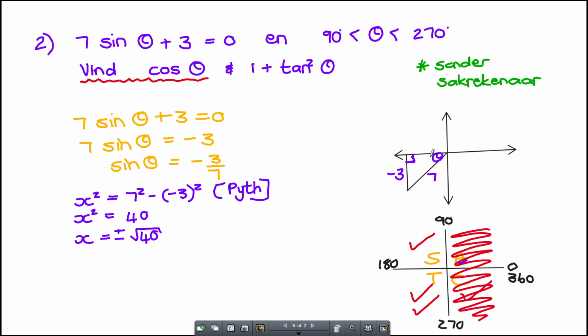Nou gaan kyk jy gou na jou sketsie. As ek hom nou hier met invul, gaan hy positief vierkantswortel 40 wees? Or would it be negative square root 40? Kyk gou watse kant van die x-as lê hierdie. Aan die negatiewe kant. So dis hoe ek weet minus wortel 40. Is julle by? Right.